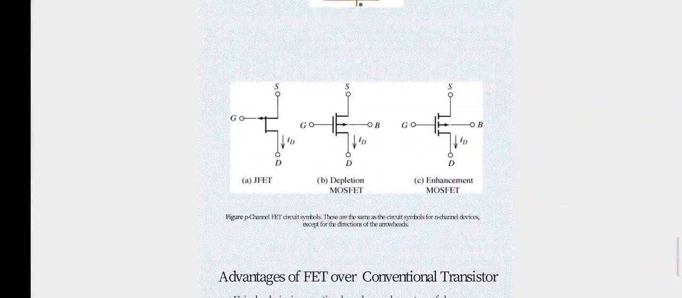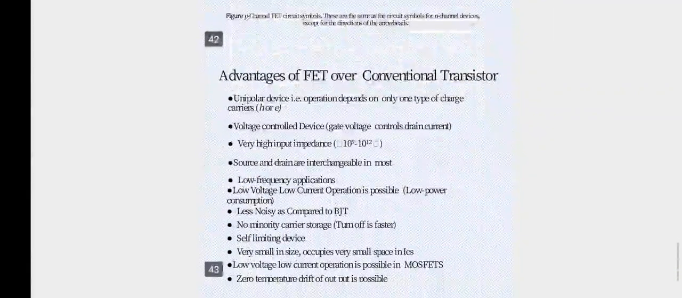So this is a symbol representation of JFET as well as the depletion MOSFET and enhancement MOSFET. You can see here gate, source, drain and body. Advantages of FET over the conventional transistor. It is a unipolar device, that is, operation depends upon only one type of charge carrier, either hole or electron. Voltage controlled device, gate voltage controls the drain current, and very high input impedance.